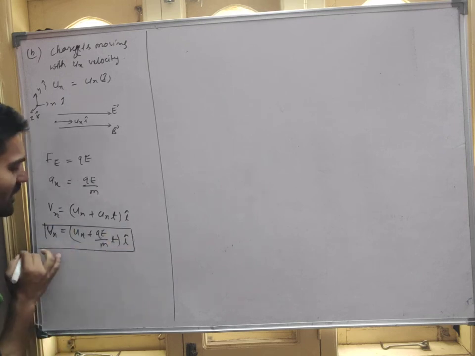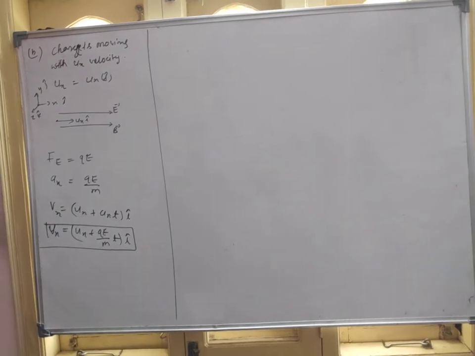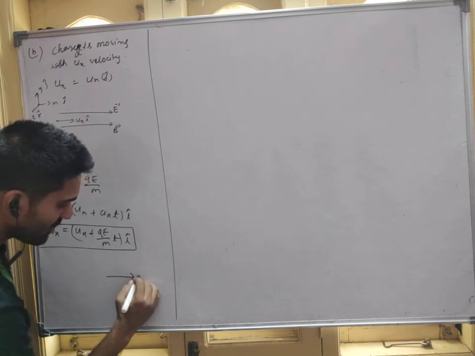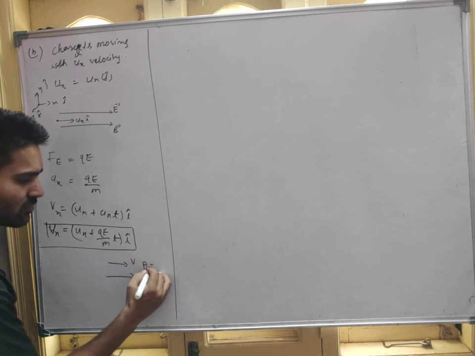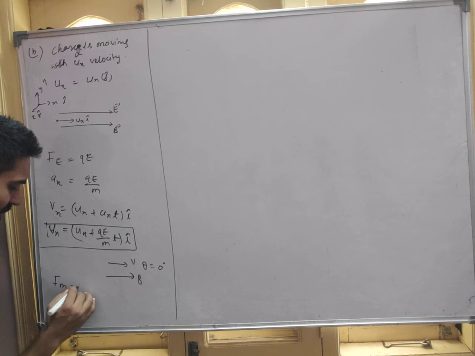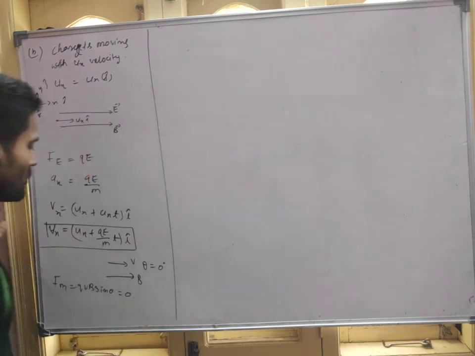Can you tell me what will be the effect of the magnetic field? Just tell me the effect of the magnetic field. So guys, I think the magnetic force will be 0. Why so? See, the magnetic field is in this direction, right? And the velocity also is in this direction. So theta is equal to 0 degrees here, right? So we know that F magnetic is QVB sine theta, and sine 0 is 0, so it will be 0, right? So it will be moving in the x direction.